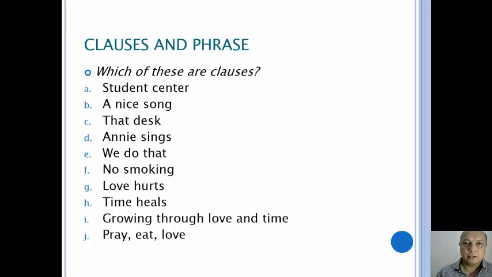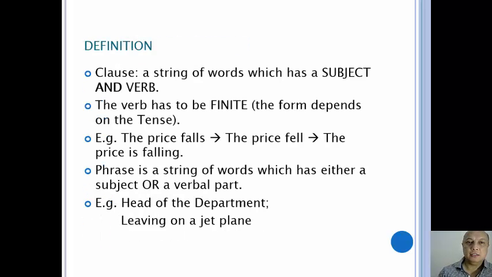Okay, now let's check whether you have got them correct or not. If not, it's okay because I'm going to explain what clauses and phrases are. So the definition of a clause is a string of words which has a subject and verb. Notice the word and here. It means that both of the elements must be present in a string of words. It must have a subject and a verb. You cannot have either one. You will have to have subject and verb.